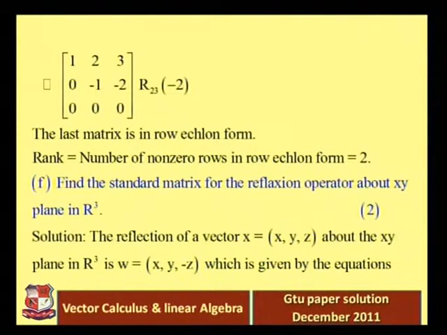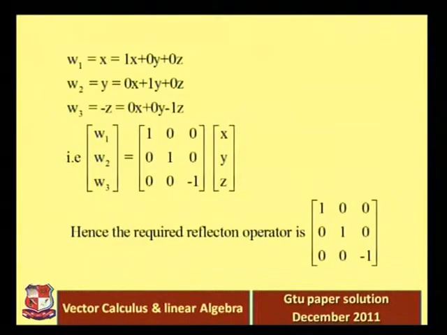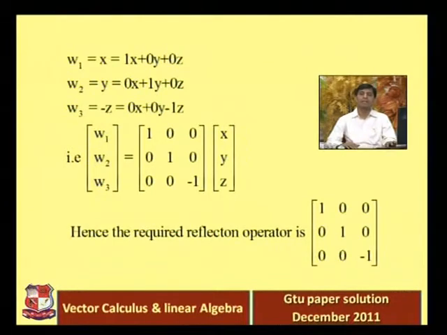Now what is given by the equations means, in the first coordinate w we have a first coordinate x, and now we want to write down that x as a linear combination of x y z, so that can be written as w1 is equal to x can be written as 1 into x plus 0 into y plus 0 into z, right?